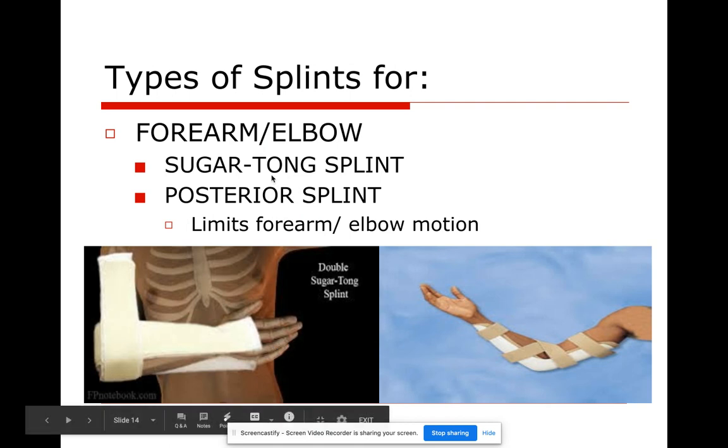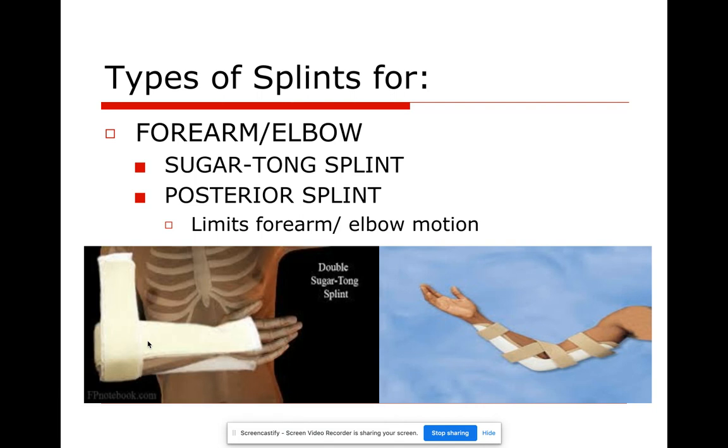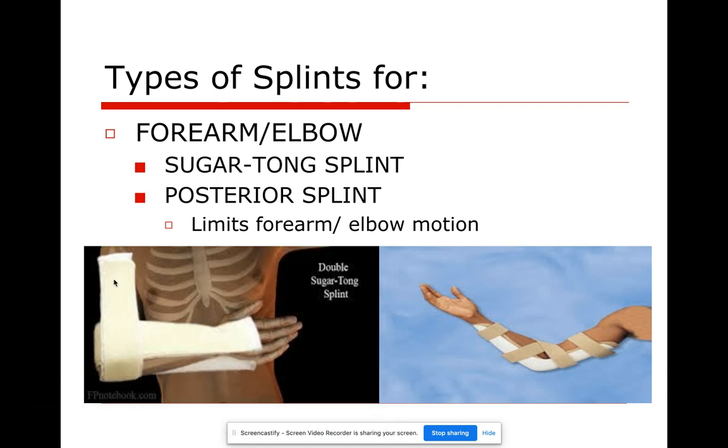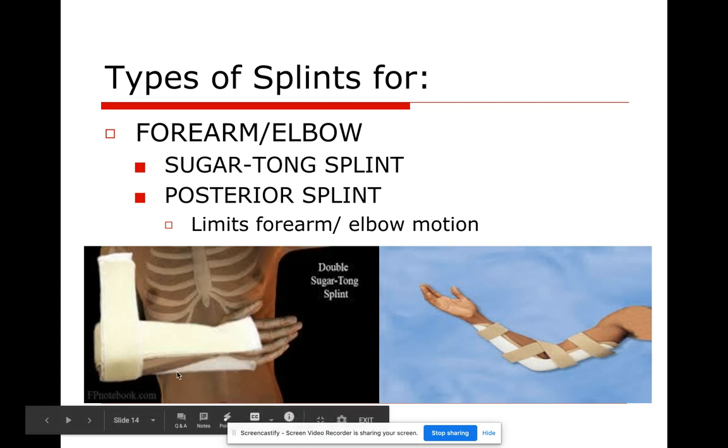Some forearm and elbow splints. So this is the sugar tong splint. Like if you had some tongs to take out some cubes of sugar, right here on the forearm and right here on the upper arm. What is the upper arm bone? If you hit your funny bone, your upper arm bone, it's humerus. And then we have what's on the thumb side, we have radius, and on the other side, the ulna. So this is stabilizing those bones of the humerus, radius, and ulna.